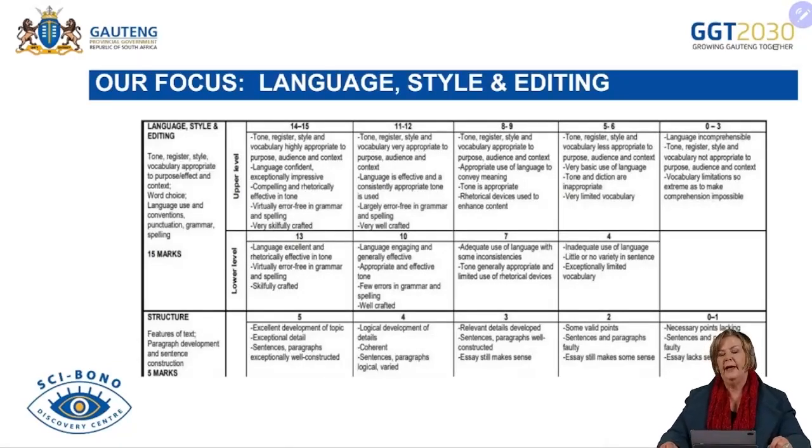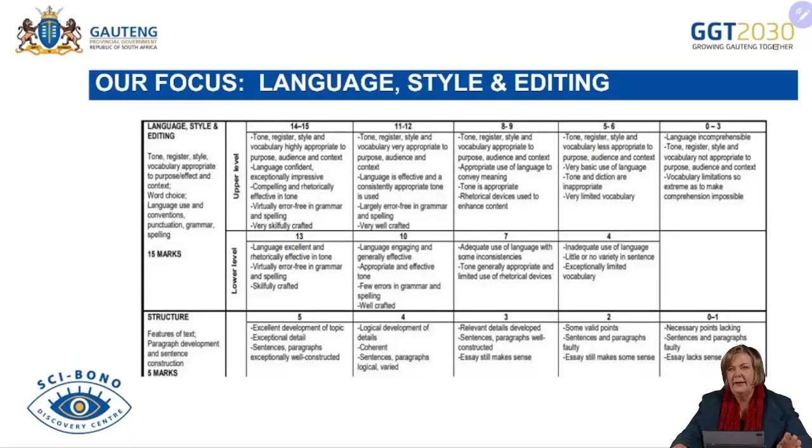Our focus today would be on the language, style, and editing. Now, if you look at the left-hand side, let's quickly go through that. Tone, register, style, vocabulary appropriate to purpose, effect and context, word choice, language use and conventions, punctuation, grammar, and spelling. Where have you heard those words? I'm sure you have. You've heard them in the language class. Please remember that the different sections in language study cannot be separated. They are integral to one another. So the language structures and the vocabulary and the spelling and the grammar that you learn in the language class, you need to apply them in your writing, in your essay writing, in your transactional writing, and yes, even in your literature writing.